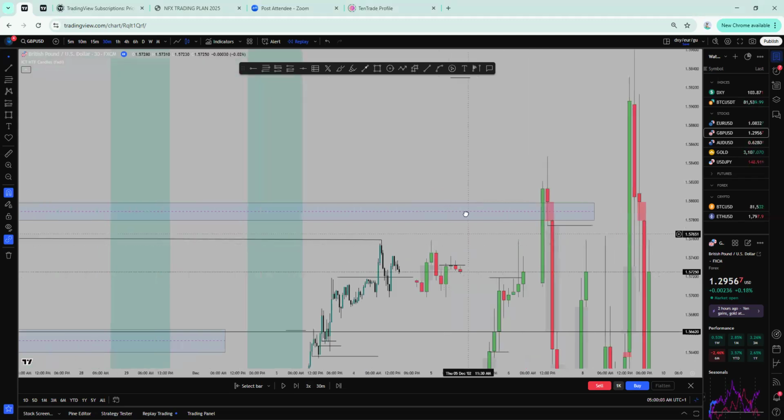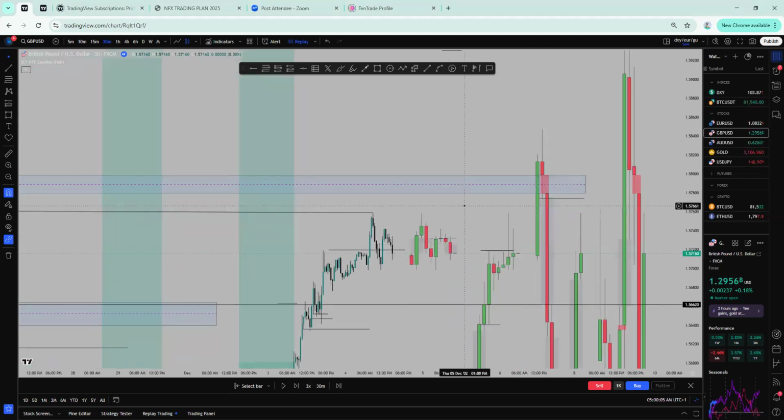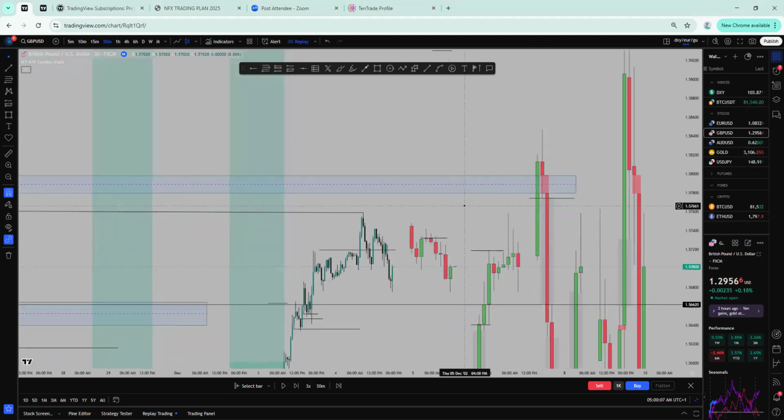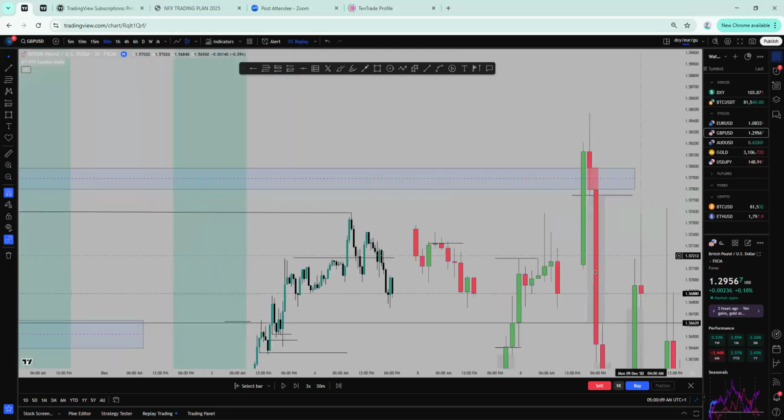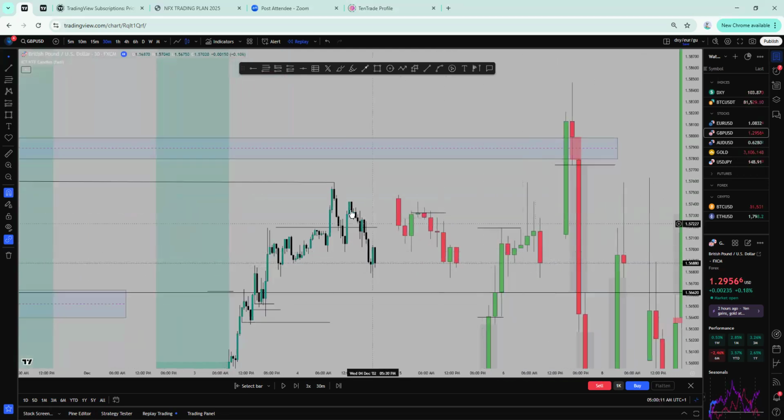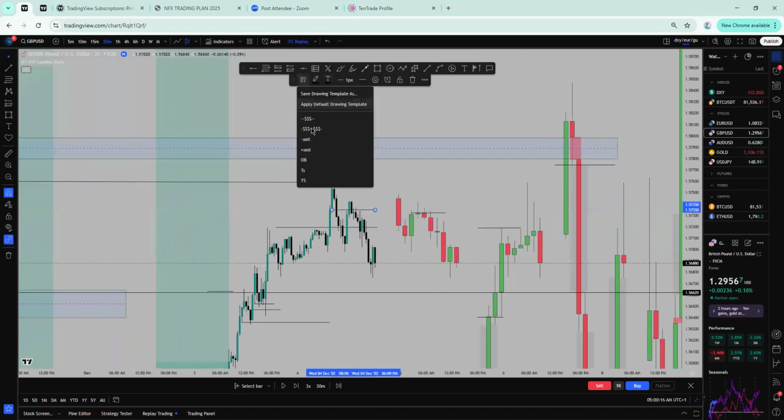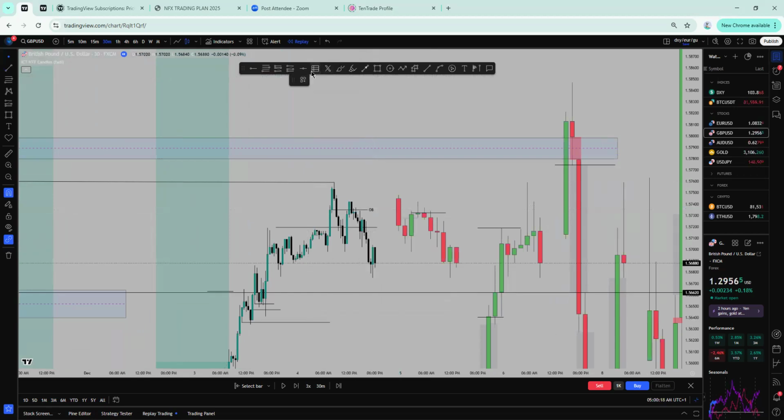So let's see what happens. All right, this CRT here gave us some cool entries. This was to be our model 1 entry, but we don't see it as a high probability area that 4 hours tapped into to be taking sales.